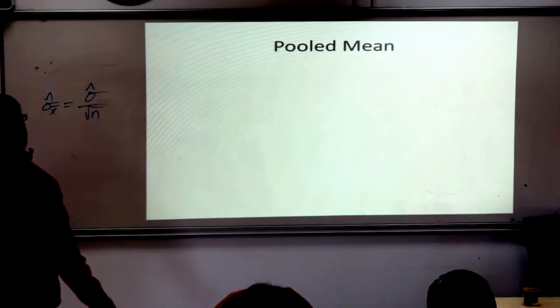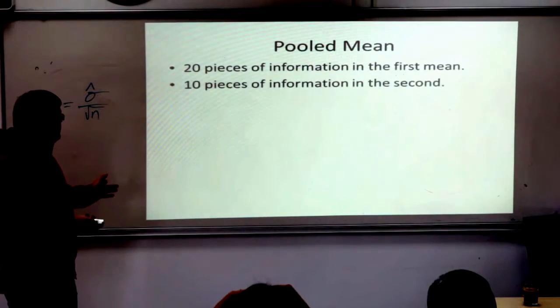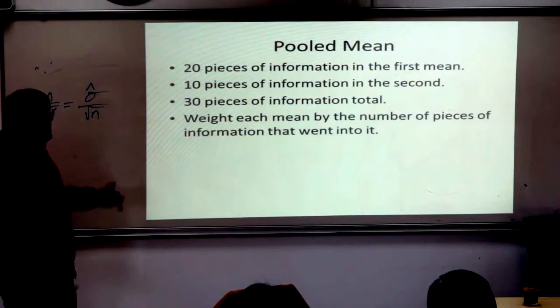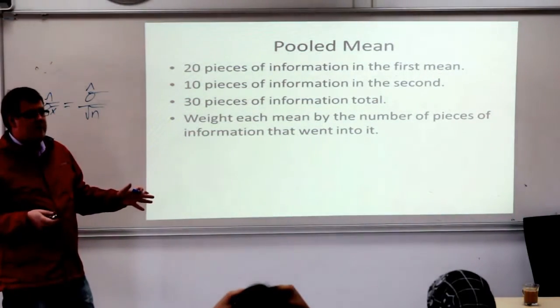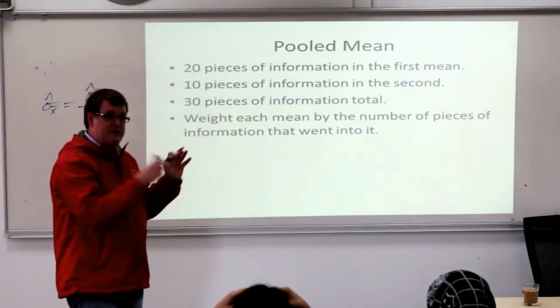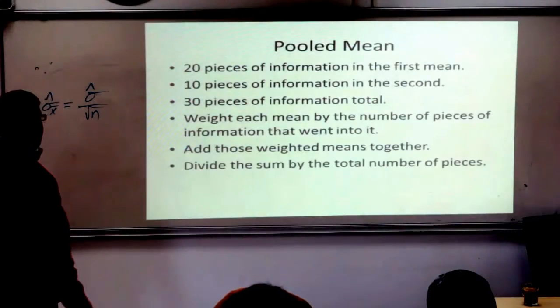That's really intuitive, right? We have 20 pieces of information for the first, 10 pieces for the second, 30 pieces total. So we can just weight each mean by the number of pieces that we have, and then divide the sum of those weighted means by the total number of pieces that we have.